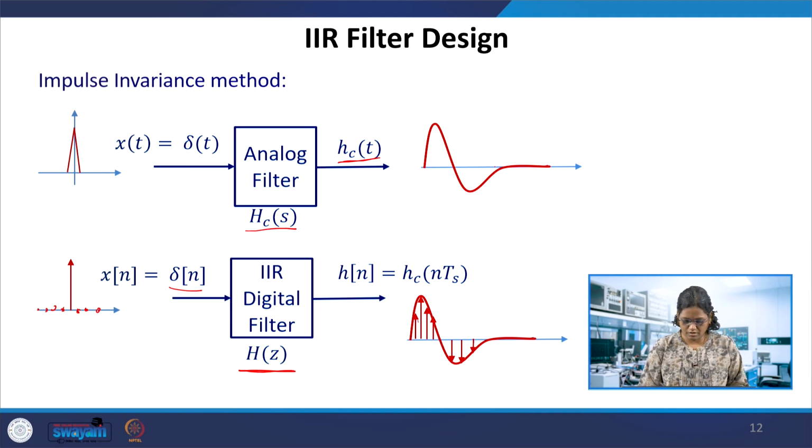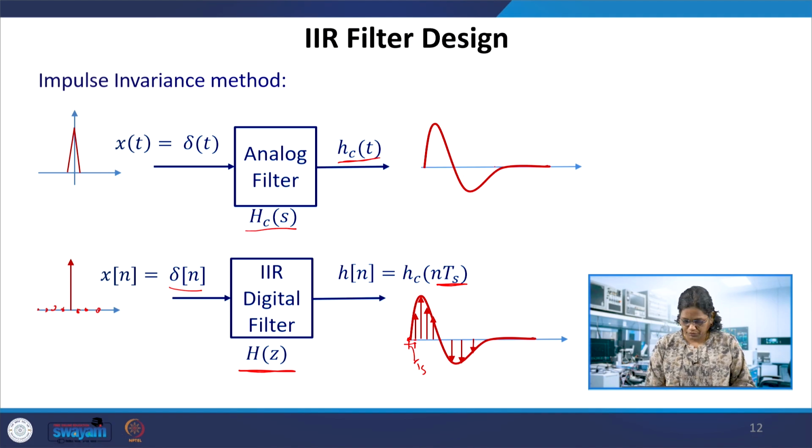So we sample this at a particular time instance, the sampling time Ts. The difference between one sample and the next, suppose this is the first sample and this the second sample, is going to be Ts, the sample time. So the digital IIR filter is a sampled version of the impulse response of the analog filter. This is what we are going to design. Conversion from this to this is the design in the impulse invariance method.